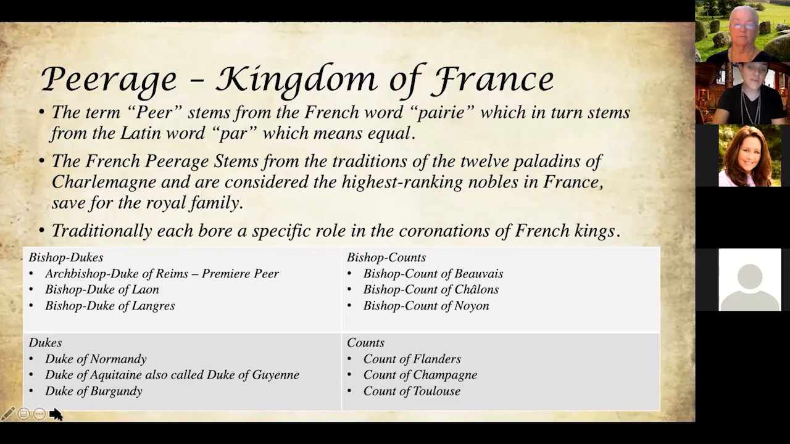Traditionally, each of these 12 people bore a specific role in the coronation of French kings and are split up by rank and religious status. The highest were the bishop dukes, with the Archbishop Duke of Reims being the highest peer of the Kingdom of France. They crowned the French monarch in their cathedral, and they were the ones who officially made somebody King of France.